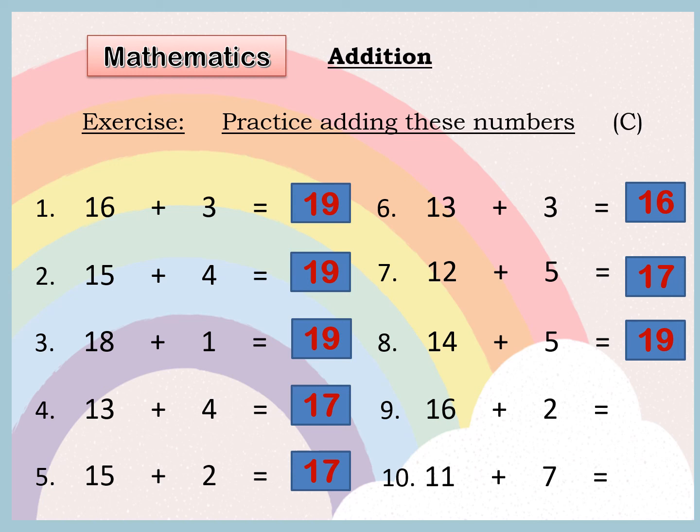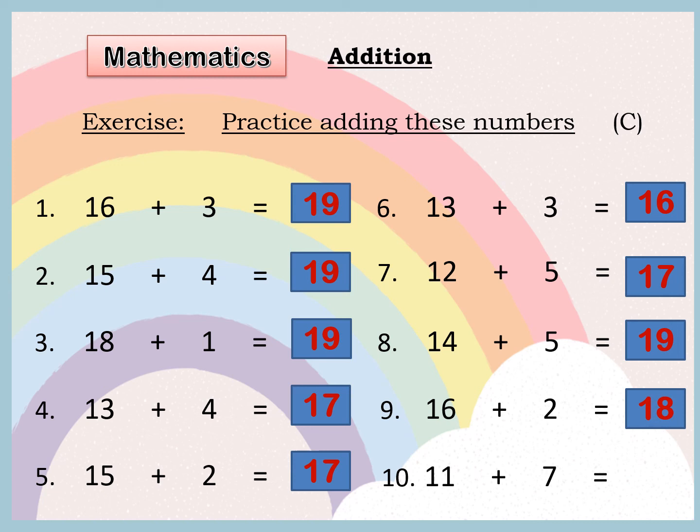Next, let's proceed to number 9. 16 plus 2. 16 is bigger than 2. So 16 in your head, 2 on your fingers. 16 and 2. So 16, 17, 18. What's the answer? The answer is 18. Well done.